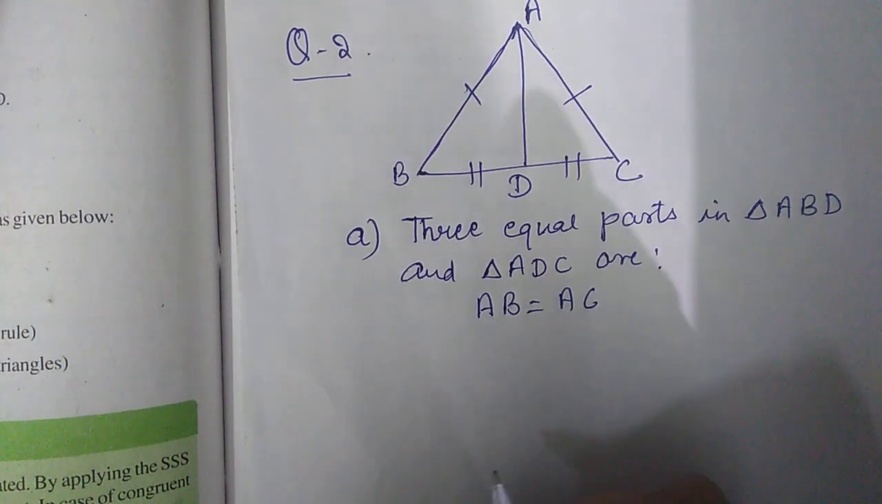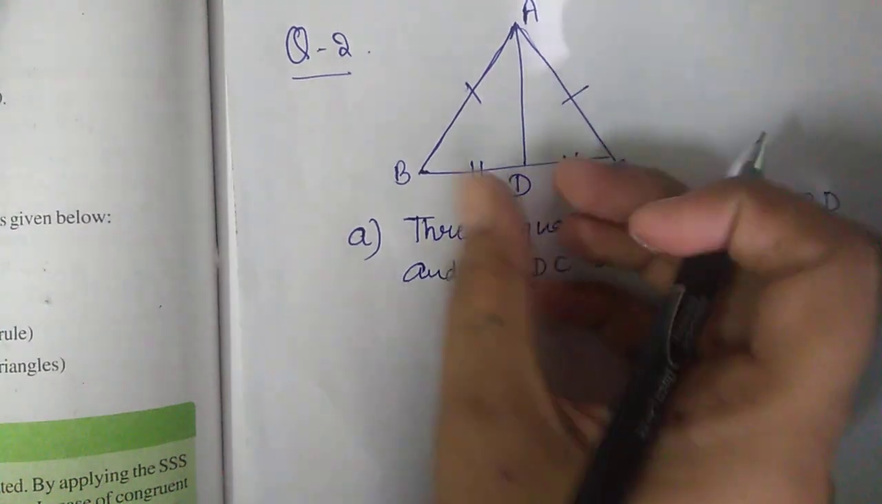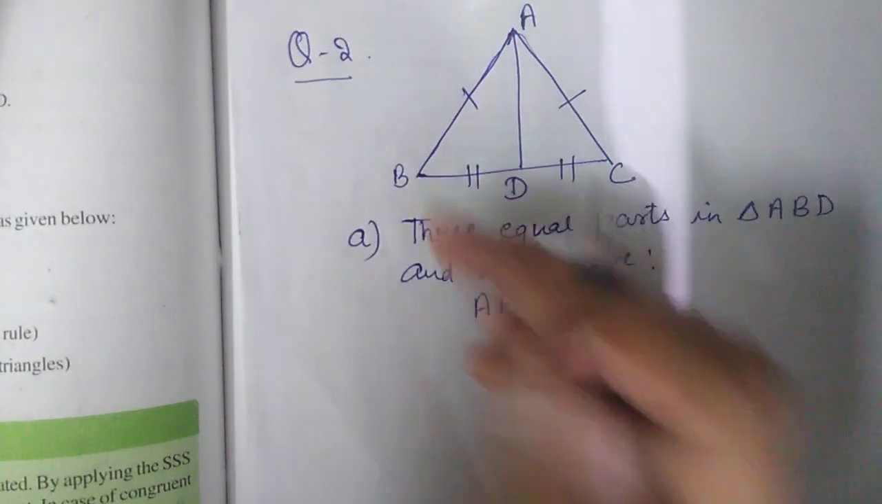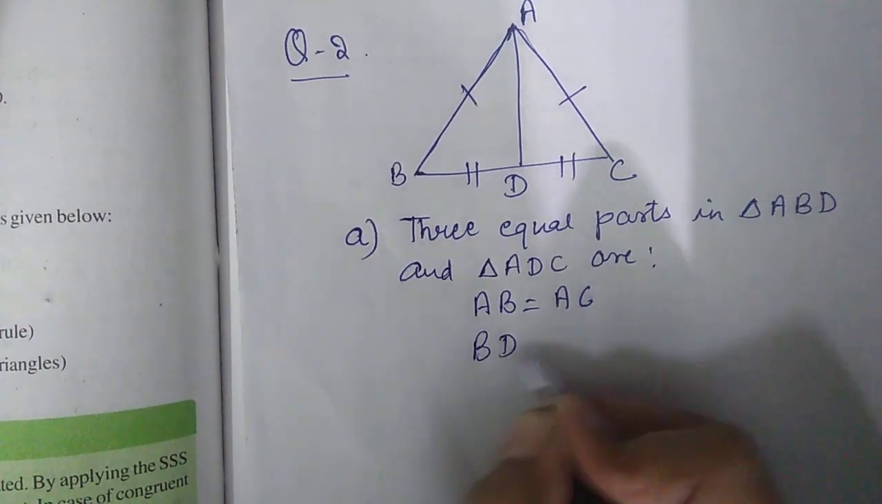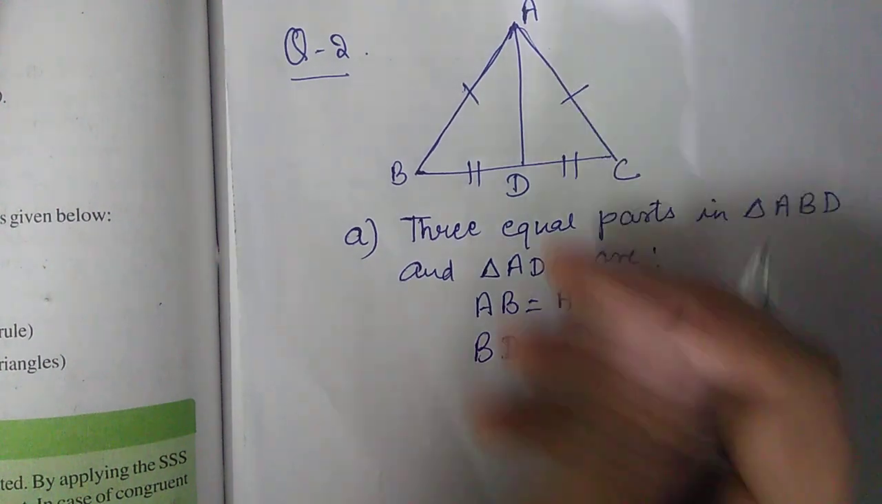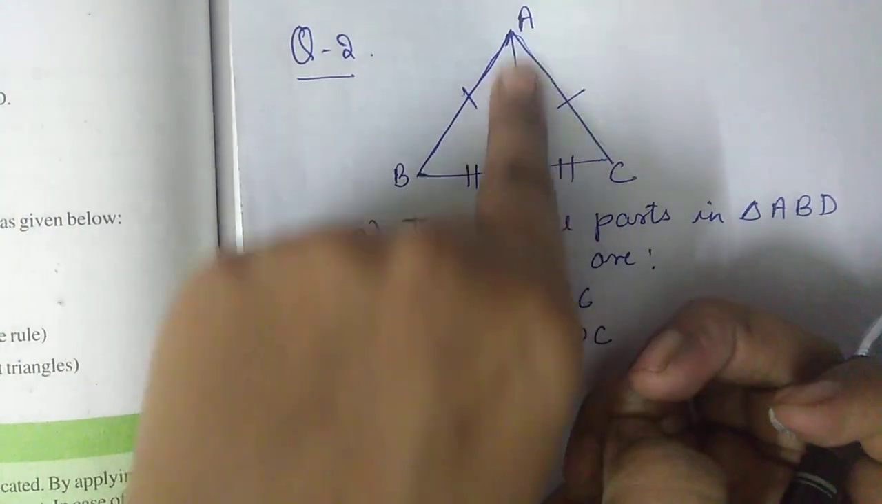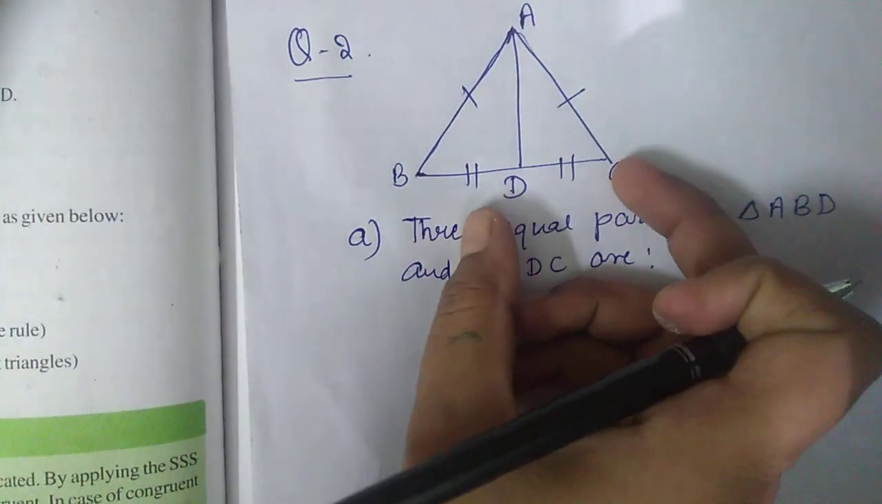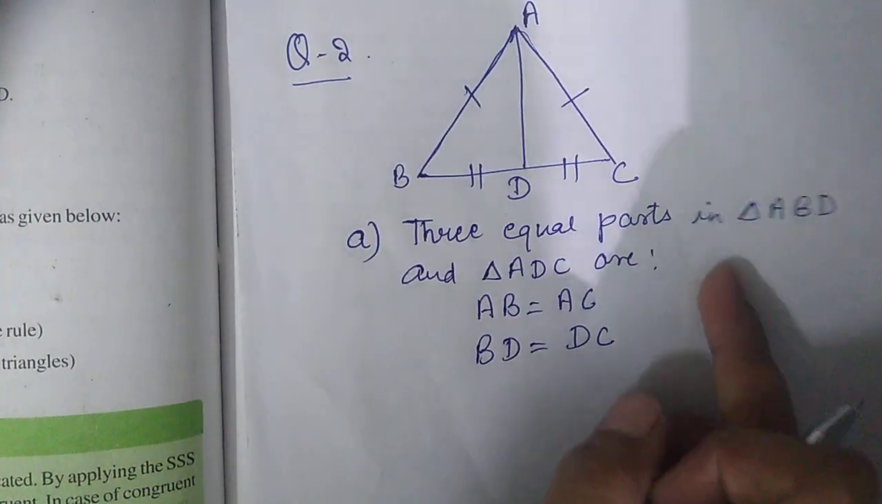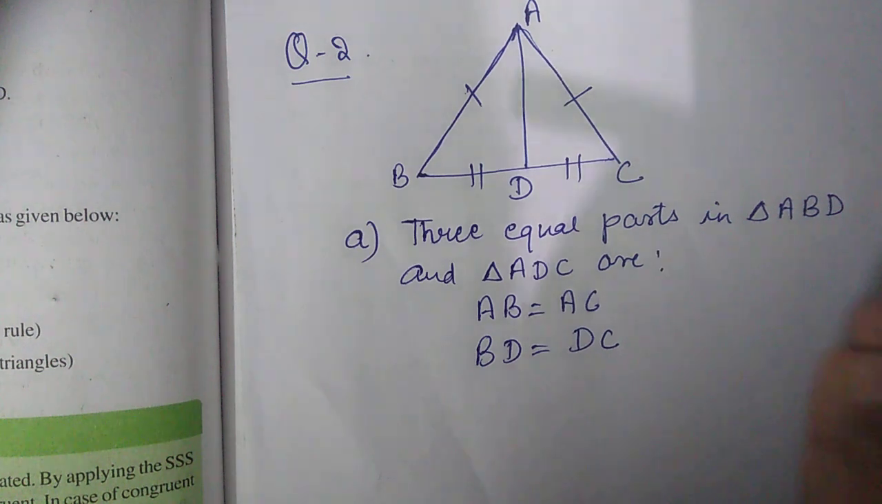This is the first part. Okay, this side is equal to this. Now this side of this triangle, that is BD, is equal to DC. This is the second part, because this is the part of triangle ABD and this CD is the part of triangle ADC. So these are also equal, and they are asking for equal parts. Parts may be angles and sides.